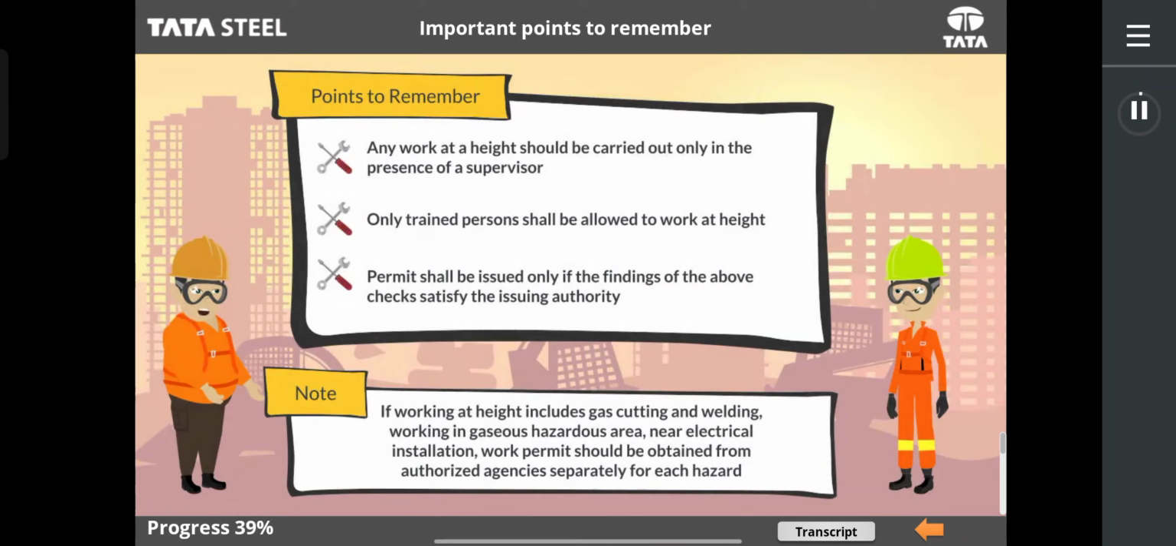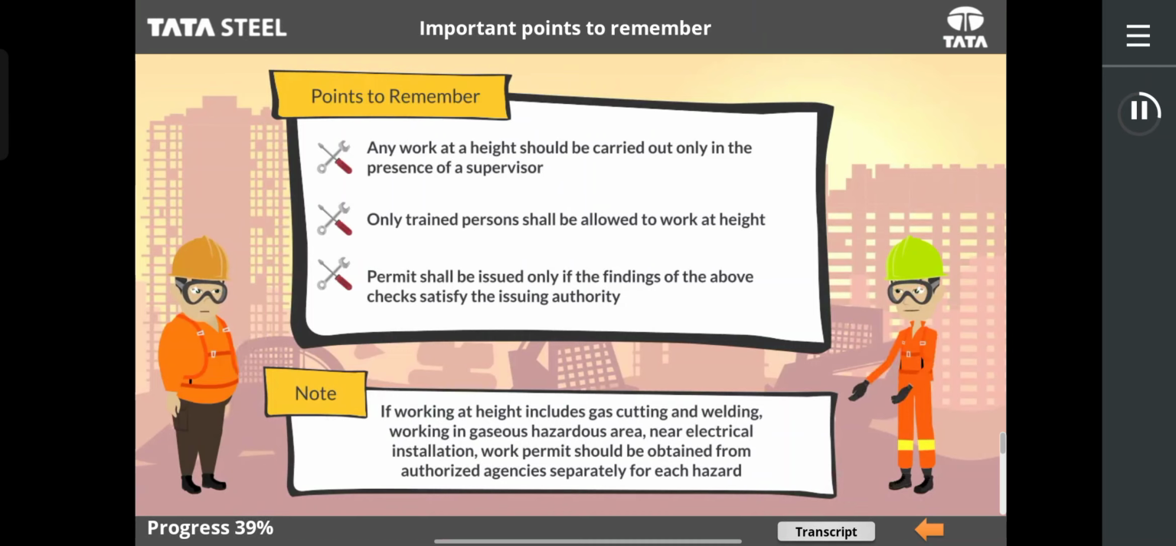Firstly, any work at a height should be carried out only in the presence of a supervisor. Only trained persons shall be allowed to work at height. Permit shall be issued only if the findings of the above checks satisfy the issuing authority.